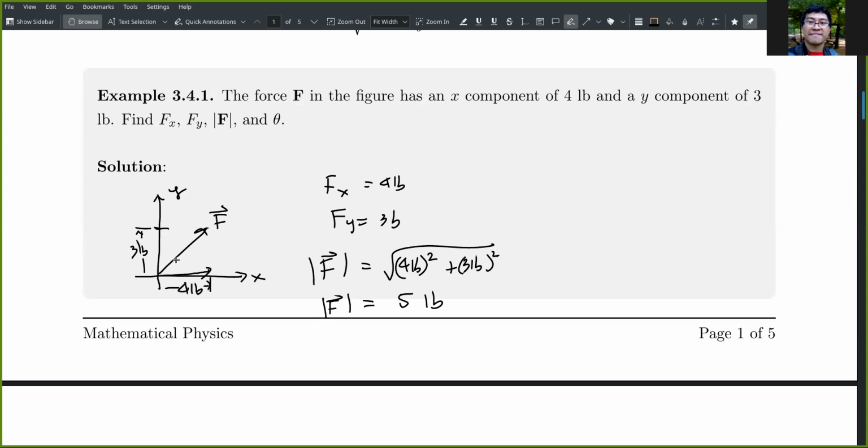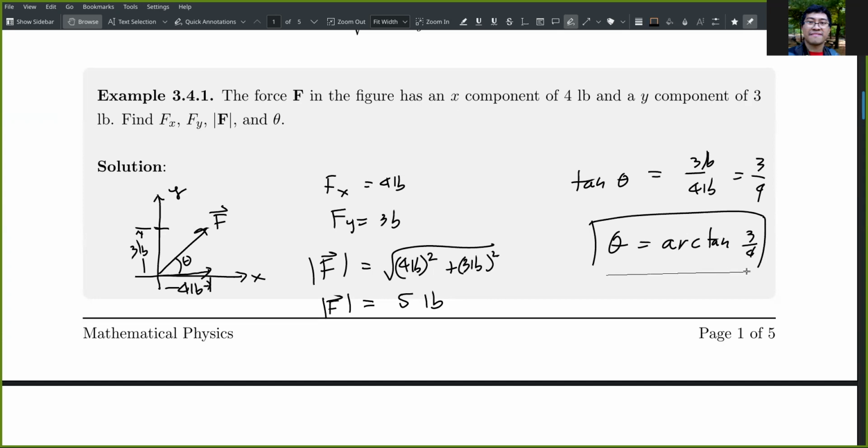The angle theta can be determined from taking tangent theta. Tangent theta is 3 pounds over 4 pounds. So this is opposite over adjacent. Then that would be 3 over 4, which means that theta is arc tangent of 3 over 4.